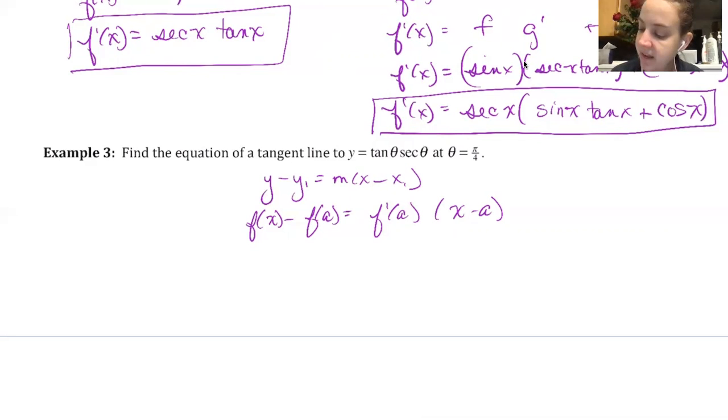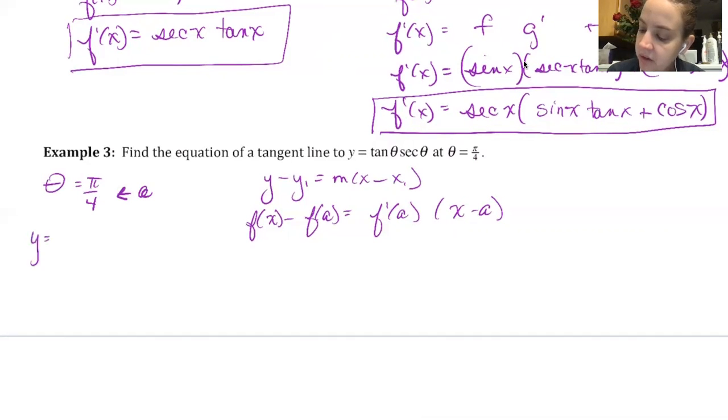Well, our A is really theta. So theta is pi over 4. That's going to be our A. We need our f of A, which is really the y. So that's tangent of pi over 4, secant of pi over 4. And this is our f of A.